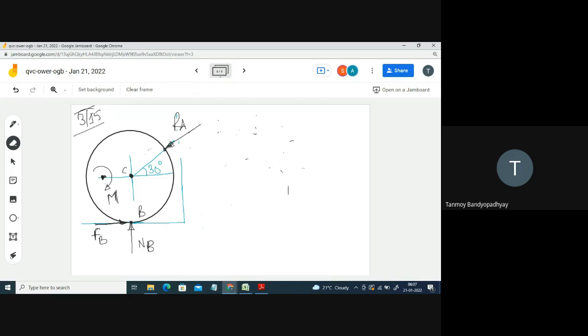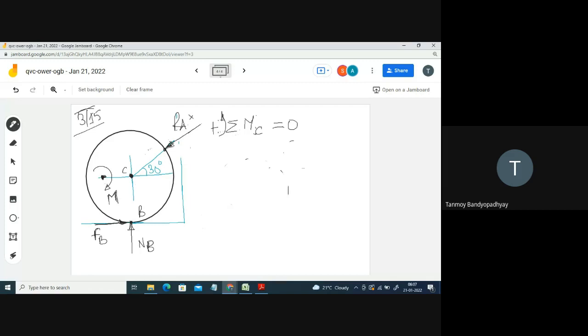So if I could choose a point, say suppose here, look, NB is of no use to me, right? NB is of no use to me. I don't need to find NB. I need RA. So what I can do is, if I take the moments at the point C, so if I could write MC is equal to 0, taking anti-clockwise to be positive, you can see that the maximum number of forces, their moments will be vanishing.